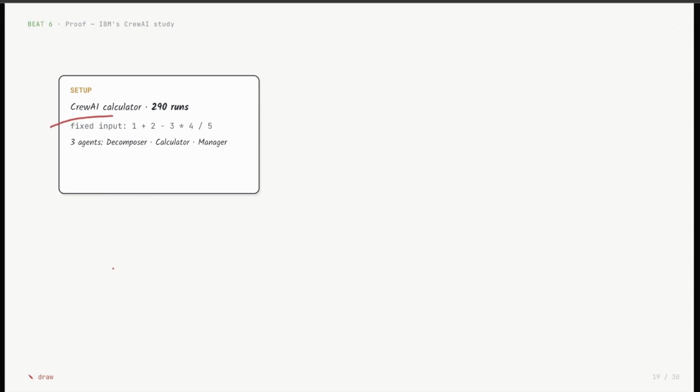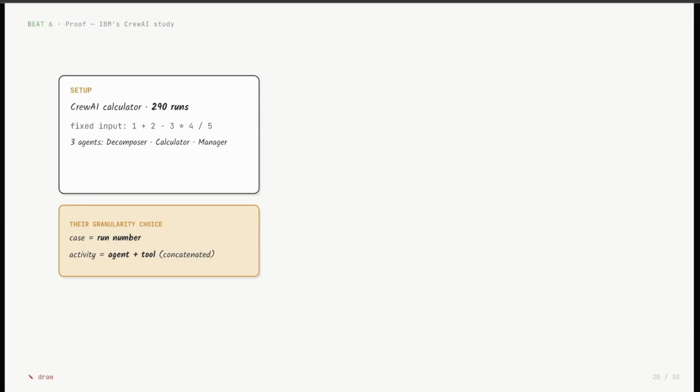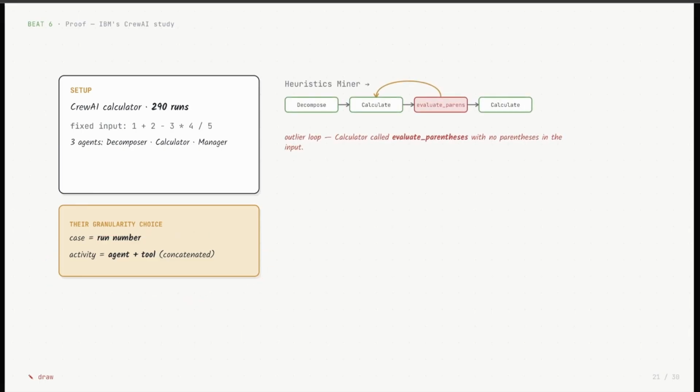And they did the following calculation. So the calculation is very simple. You have 1 plus 2 minus 3 multiplied by 4 divided by 5. And you have 3 agents. You have your decomposer, calculator, manager. Now, as usual, you have your case, which will be the run number. The activity will be the agent plus tool concatenated, and they together will give the name, as you can see here. And what happened is that when they ran the heuristics miner on that log, this happened.